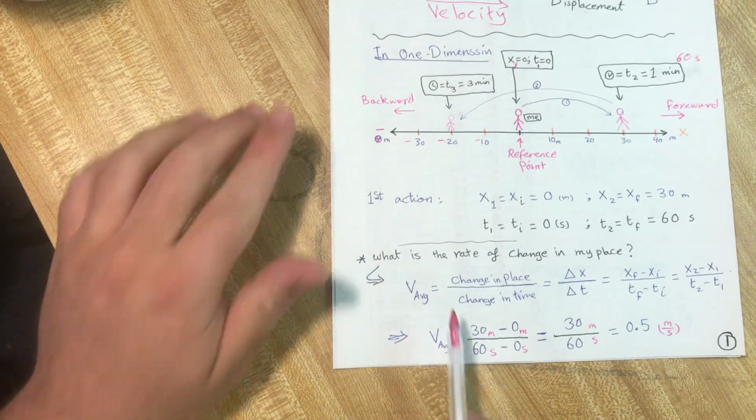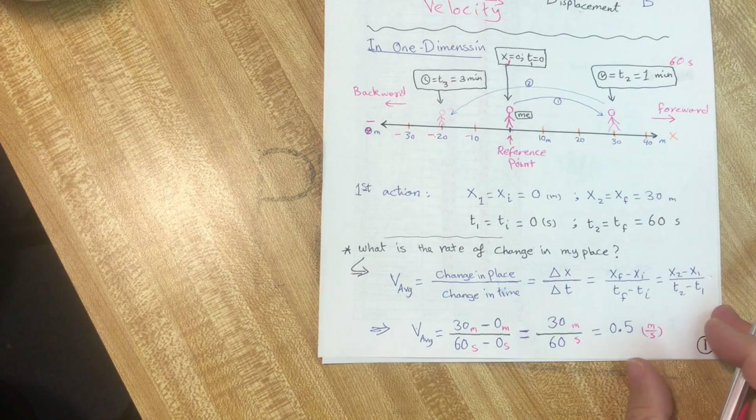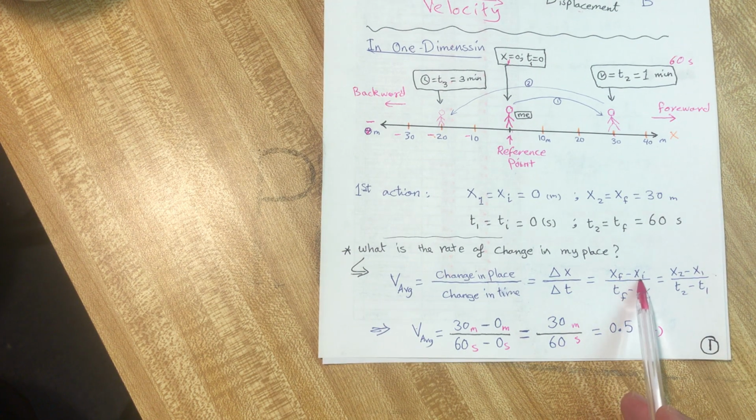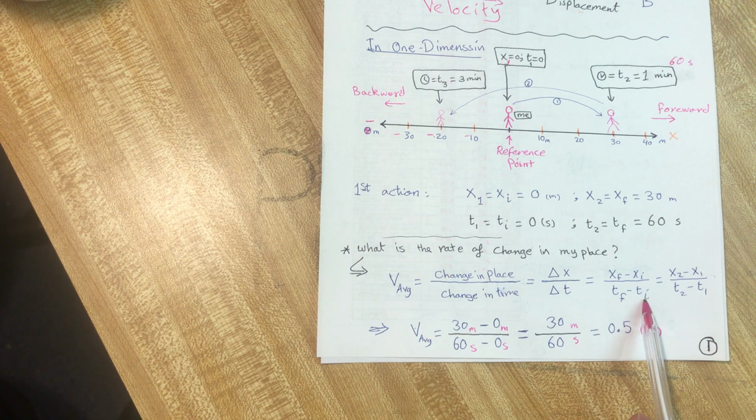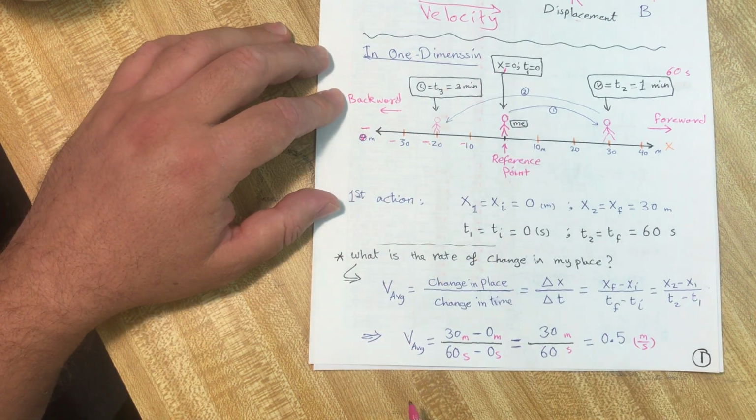Okay, the average velocity in our direction here is the change in place over the change in time, which is delta x over delta t. This symbol, the triangle, is delta, and it means the change in x and the change in time, which is x final minus x initial over t final minus t initial. What is x final? It is x2, which is 30. What is x initial? It is x1. What is t final? It is t2. What is t initial? It is t1 in our situation here.